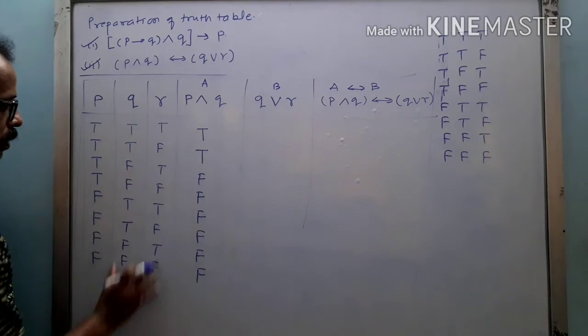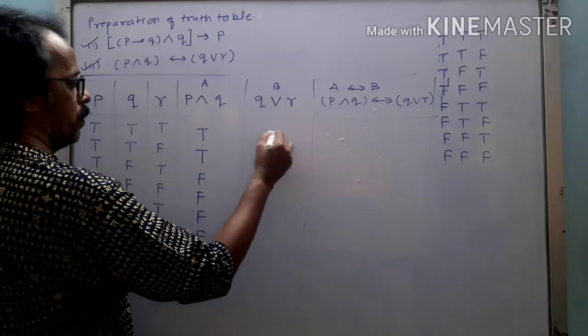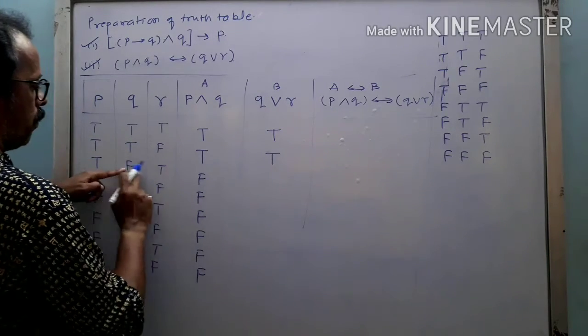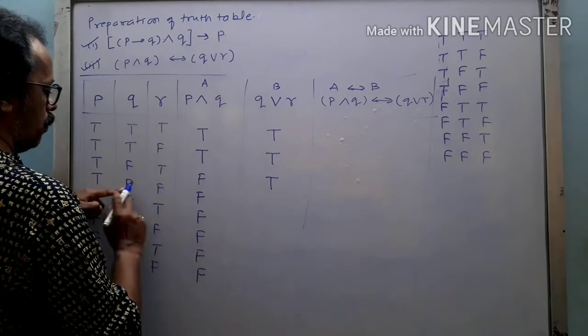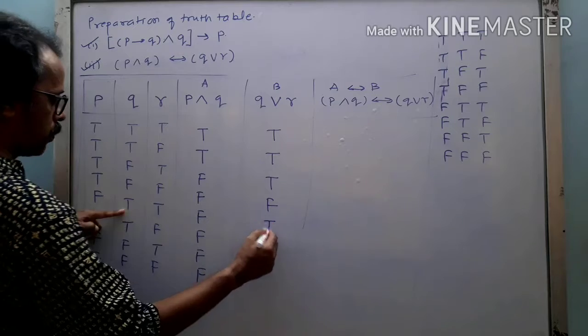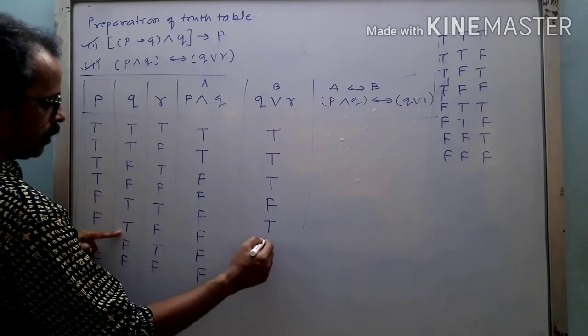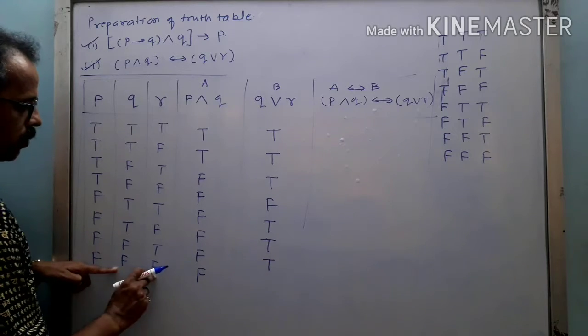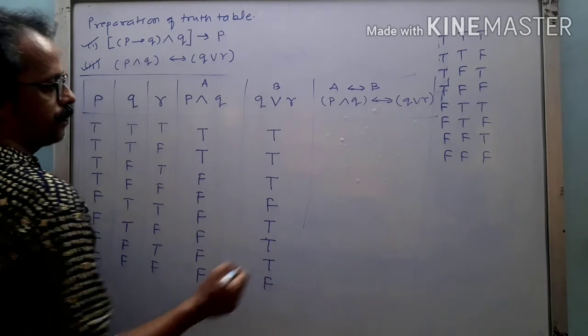Now between these two columns: true or true, it is true. True or false, it is true. False or true, it is true. False or false, it is false. True or true, it is true. True or false, it is true. False or true, it is true. False or false, it is false.